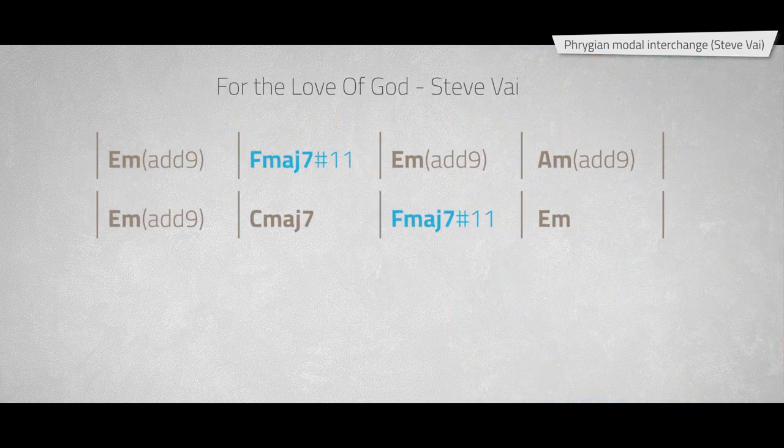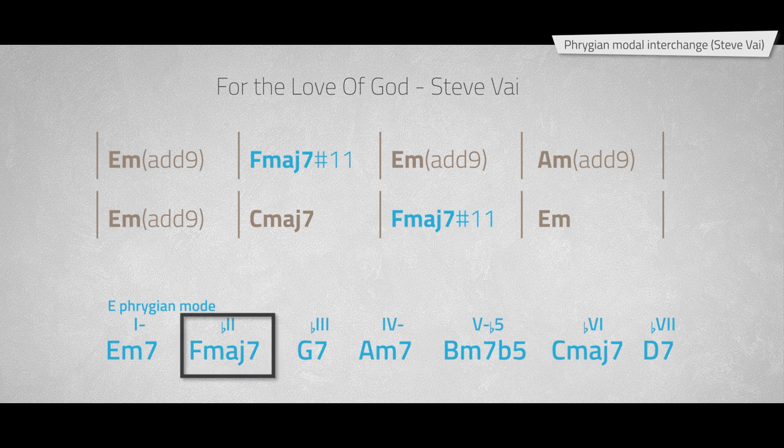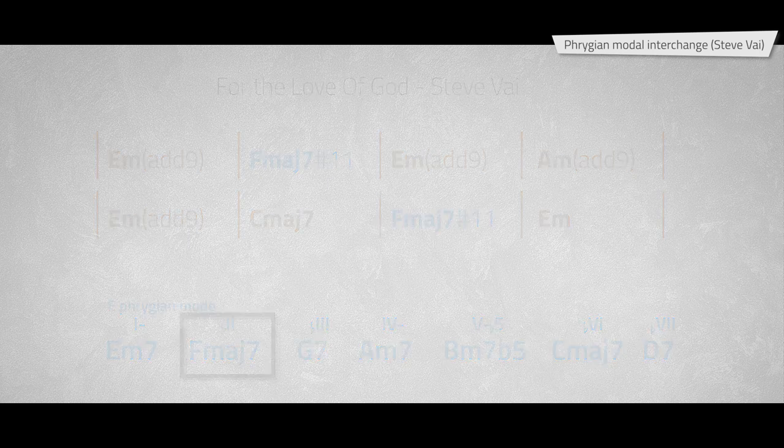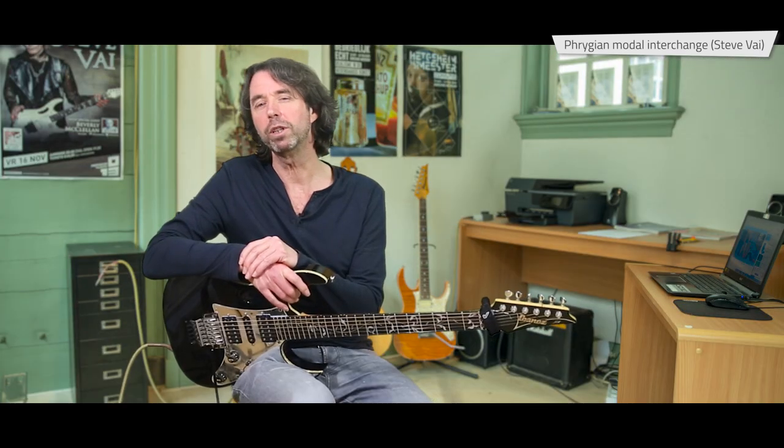The F major 7 sharp 11 chord can't be found in the E minor key, but does occur as a flattened second degree in the E Phrygian mode. So Steve Vai borrows the F major 7 sharp 11 chord from the Phrygian mode to establish a beautiful modal interchange. In the melody, Vai avoids the F sharp and F altogether, so the melody does not emphasize the modal interchange, but leaves this to the harmonic structure.